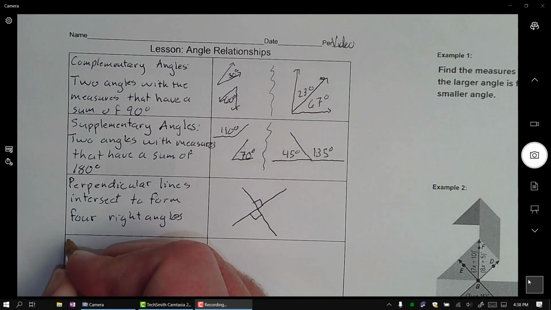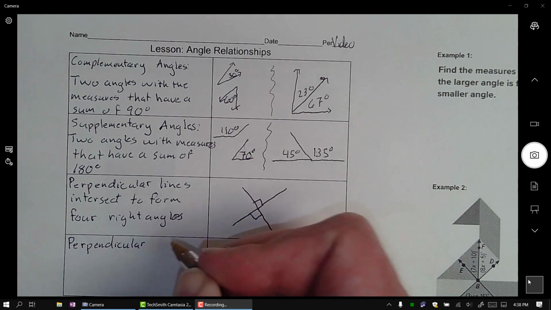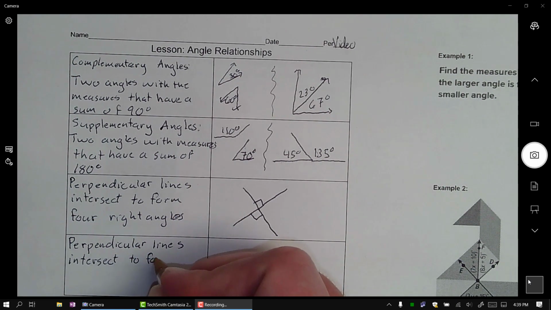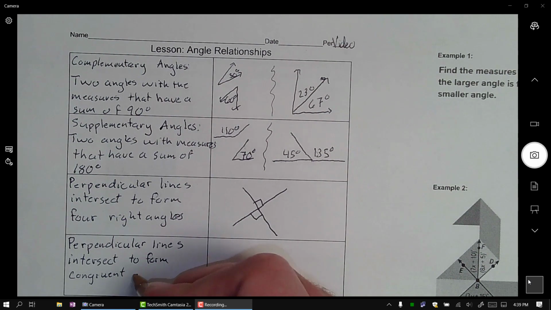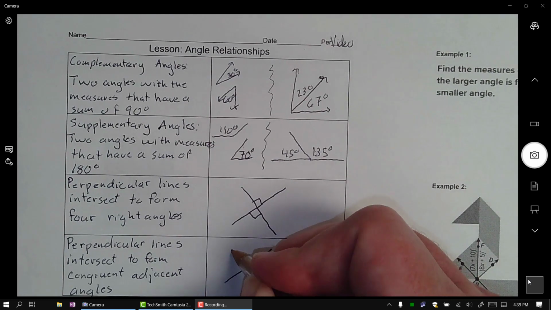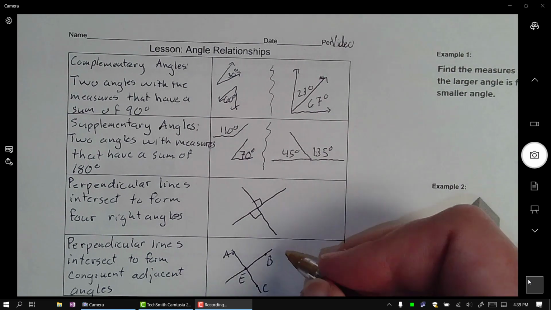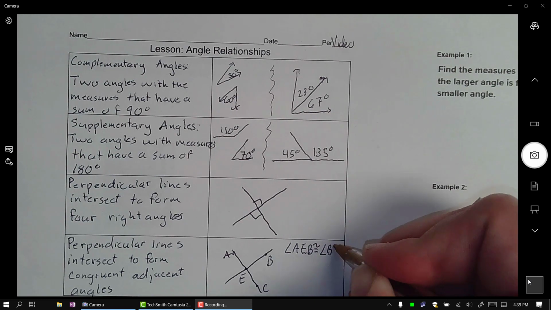The next one is perpendicular lines intersect to form congruent adjacent angles. So if I wanted to label this, I could say this is A, E, B, and C. So angle A, E, B is congruent to angle B, E, C.